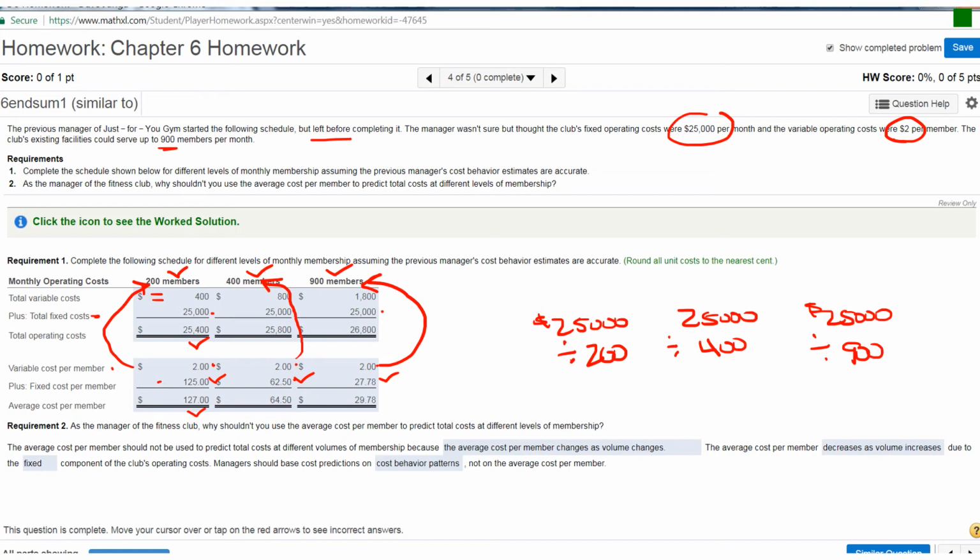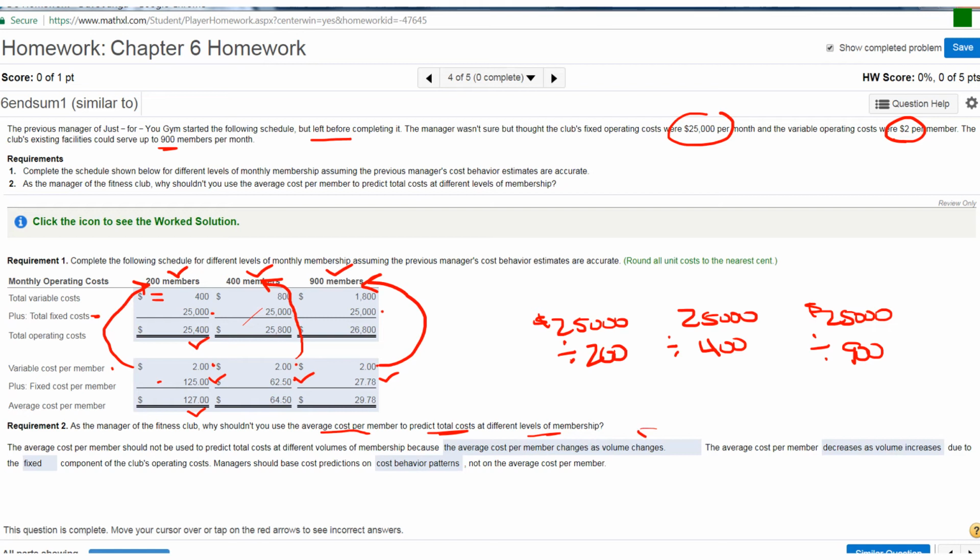Part 2, the rest of it says, as the manager, why shouldn't you use the average cost per member to predict total cost at different membership levels? Well, guys, you can't do that because you have 2 different cost components. You've got fixed cost and you've got variable cost, and these have different rules with how they behave in terms of activity. Like I just explained, if you looked at the variable cost per unit, $2, $2, $2, that's fixed. The fixed cost per member, that's not the same. That actually decreases as activity goes up.